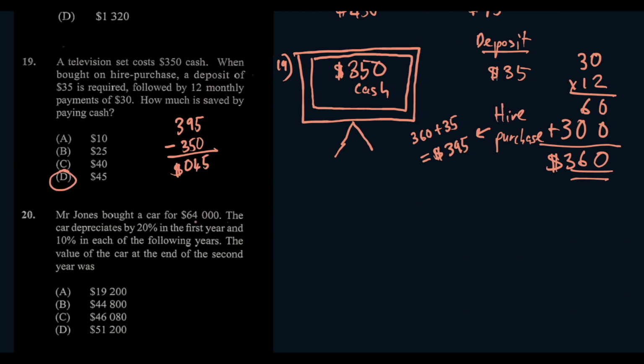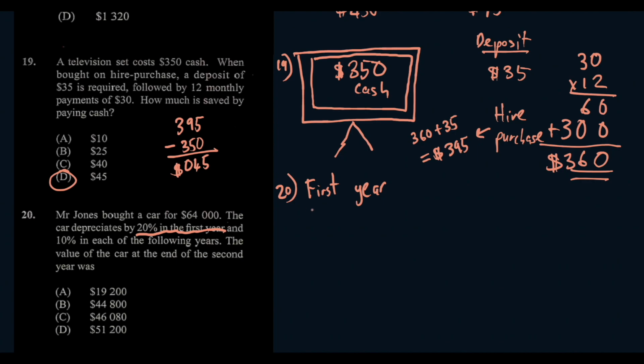Now Mr. Jones bought a car for $64,000. That's quite a bit of money for a car, and the car depreciates by 20% in the first year and 10% each year after that. So that means the depreciation is going to change by the next year. Let's first figure out what it would be at the end of the first year.